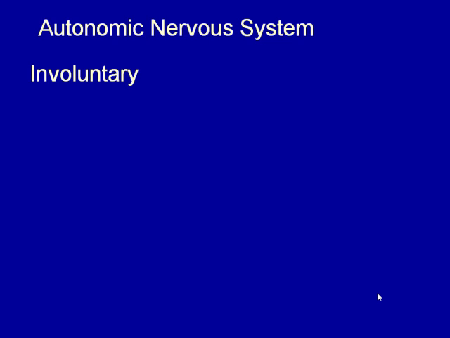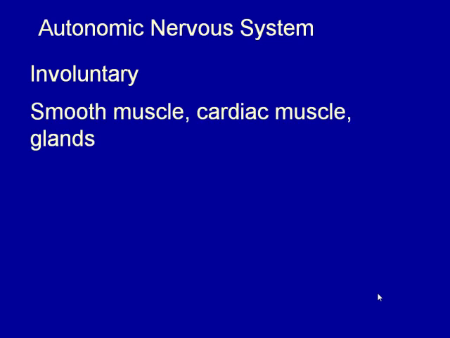The autonomic nervous system is your involuntary system going to smooth muscle, cardiac muscle, and glands. So if it's a smooth muscle, the heart, or a gland is involved, then it's sensory or motor fibers that are part of the autonomic nervous system.